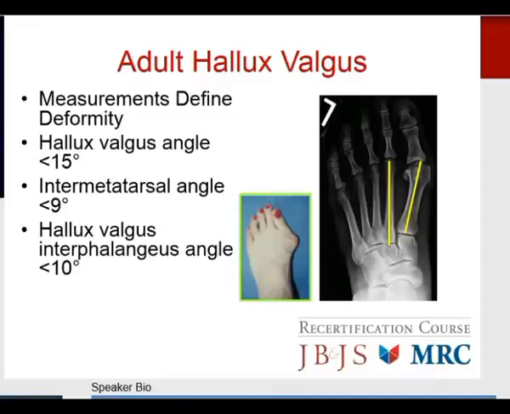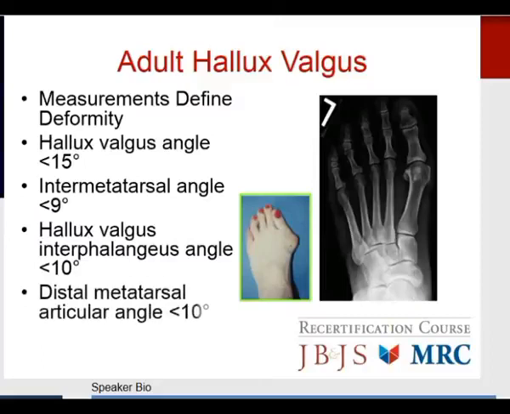Hallux valgus interphalangeus angle measures the tilt of the great toe in isolation, only important for looking to perform a subtle correction at the end of this operation, such as an Akin osteotomy. And finally, we look at something that's more common now, something not thought about 15 or 20 years ago, and that's the distal metatarsal articular angle.